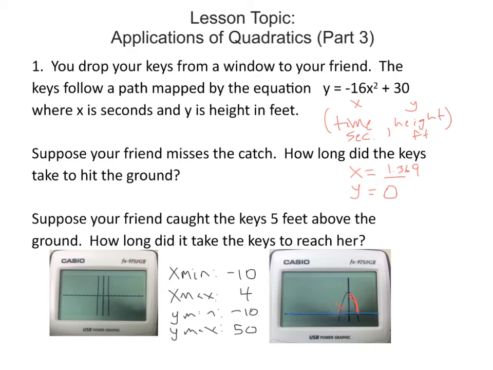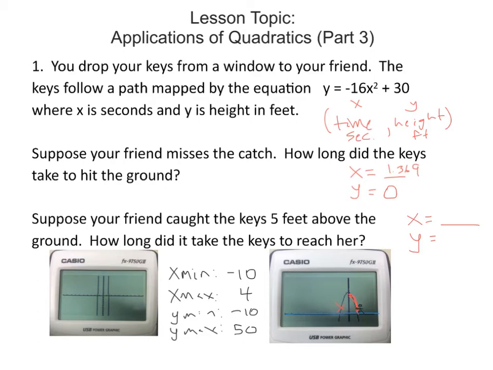The second part of the question says, suppose your friend caught the keys 5 feet above the ground. So they caught them in the air. How long did it take for the keys to reach her? Again, how long did it take is an X value when our Y value is 5 feet above the ground. That means that your friend is probably standing here. Can you see my little person I'm drawing here? And catches them 5 feet above the ground. So right in there, right? They caught them about 5 feet above the ground.